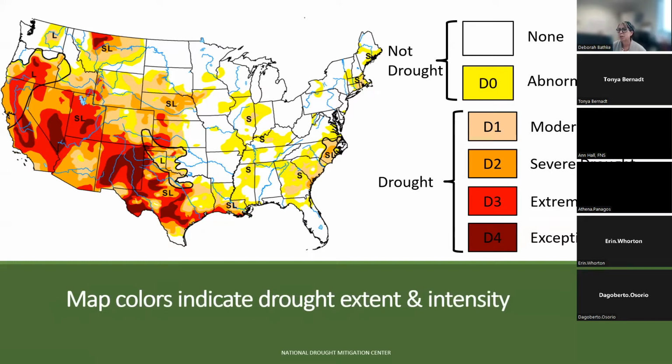Instead, that yellow color D0 is used to show areas that may be heading into drought or still suffering some lingering impacts as they're coming out of drought. So that leaves us with 4 categories of drought, ranging from moderate drought, which is the beige color, to exceptional drought, or D4, which is the brick red color. And then the white represents normal to wet conditions.